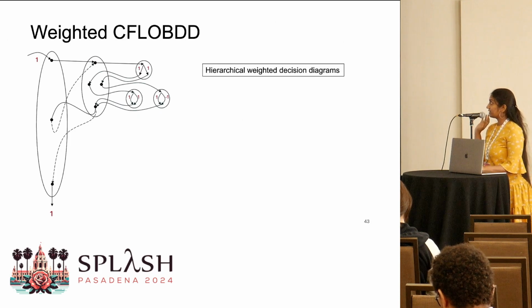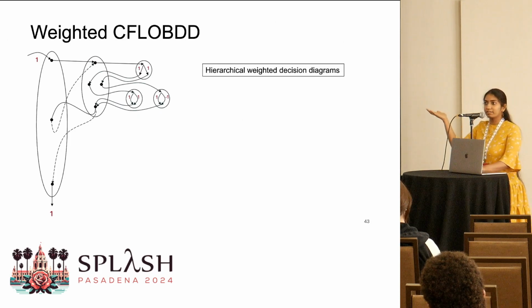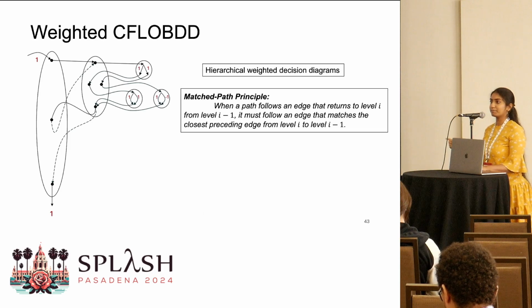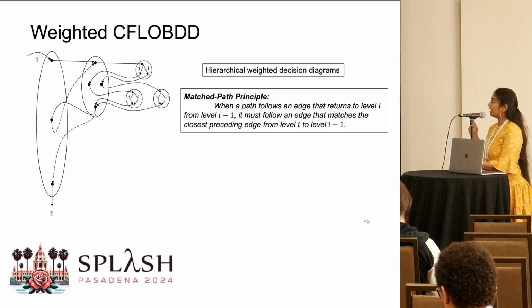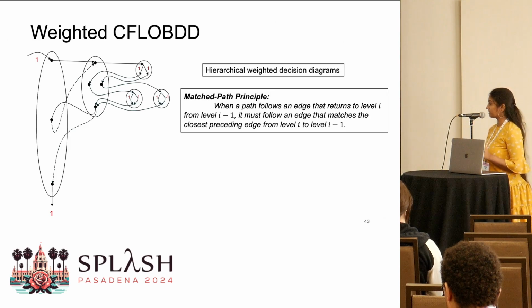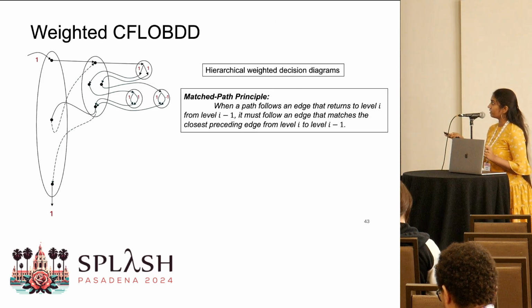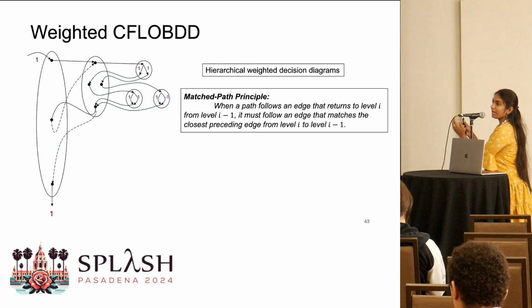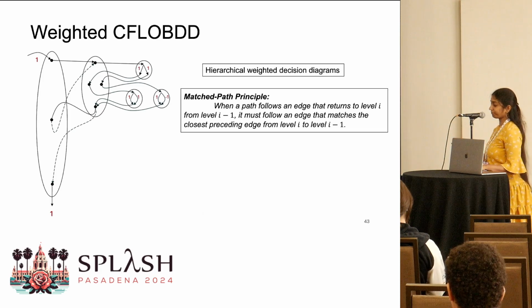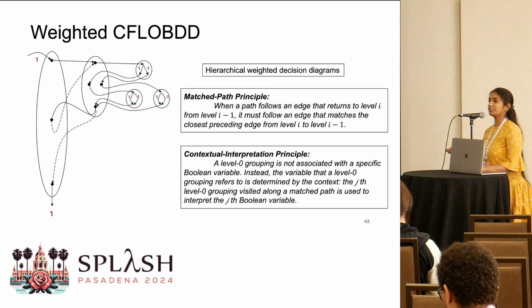So these weighted CFLOBDDs are hierarchical weighted decision diagrams. They follow two principles. One is the matched path principle. If you notice here, though there are a lot of edges, you do not run into cycles, because if you enter through a solid edge, you always leave through a solid edge. And if you enter this grouping through a dotted edge, you always leave through a dotted edge. This way, it follows the matched path principle, and you never run into cycles, and all the assignments are represented by the structure.